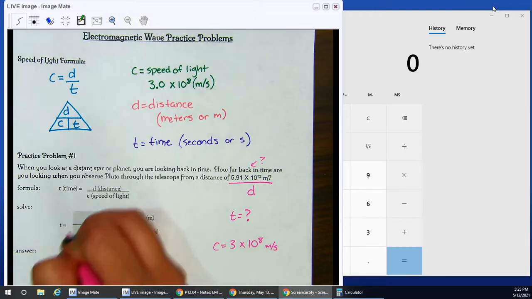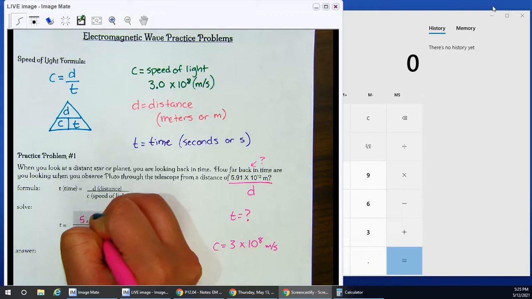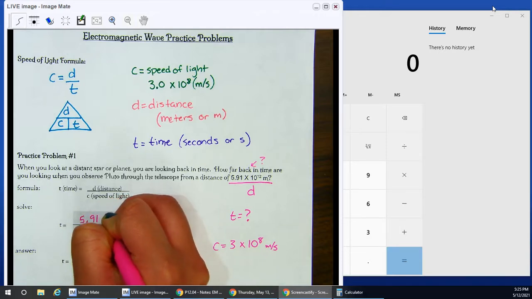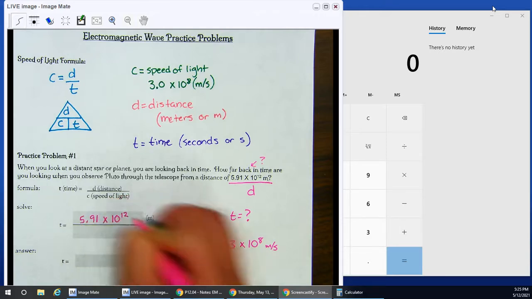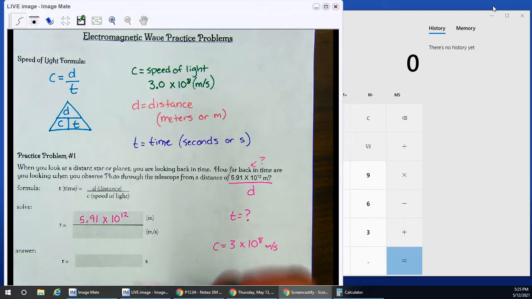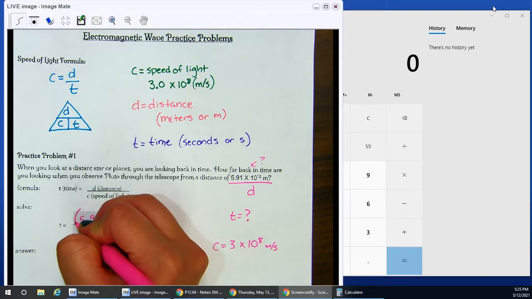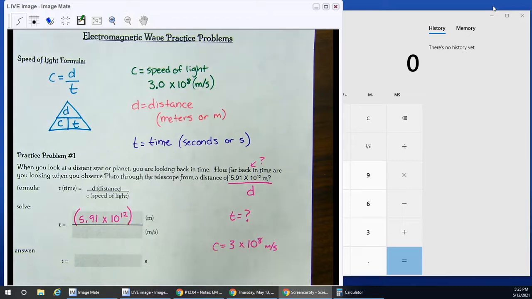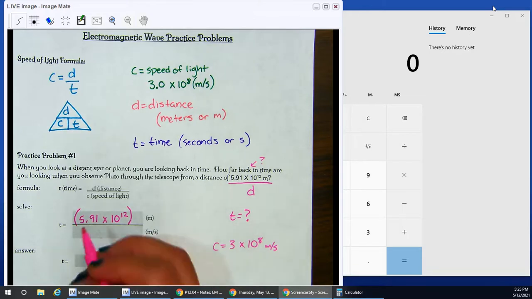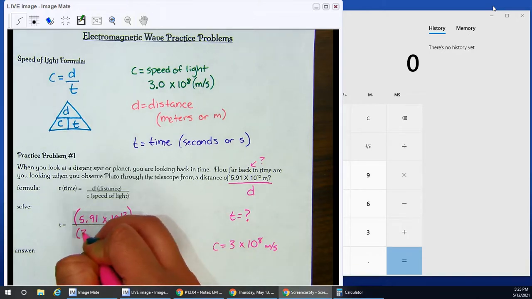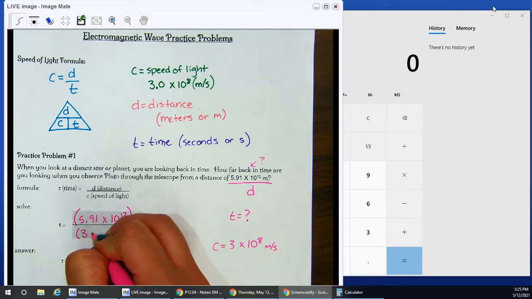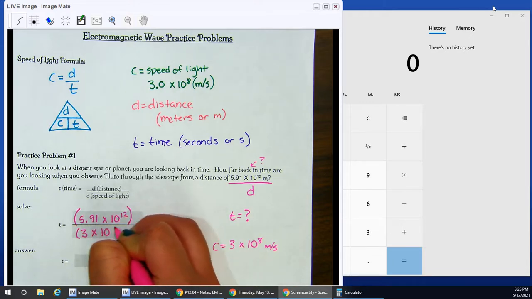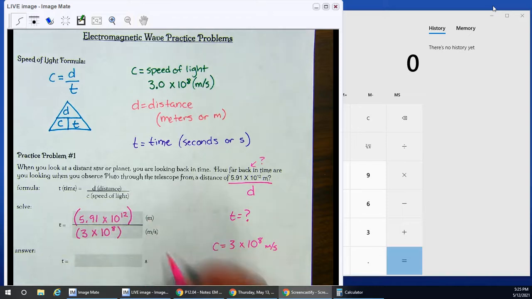So our distance is going to be 5.91 times 10 to the 12th power. And remember, when you're typing these into the calculator, this time you do have to use a parentheses. The velocity down at the bottom, C, speed of light, that's going to be 3 times 10 to the 8th. You could put 3.0, but I'm just going to leave it as 3. 3 times 10 to the 8th meters per second. Now I'm going to solve.